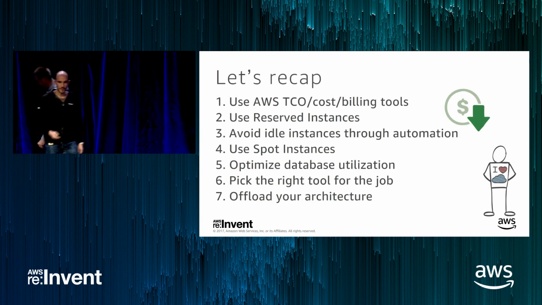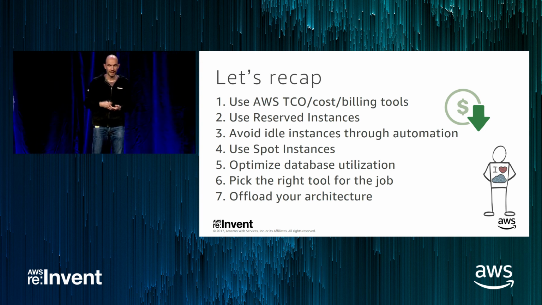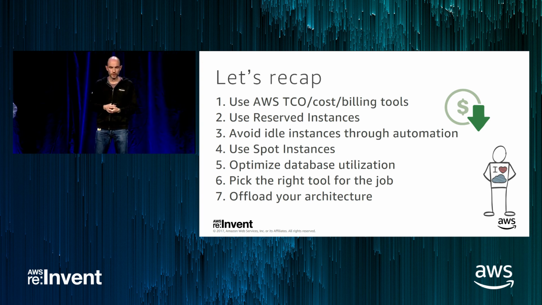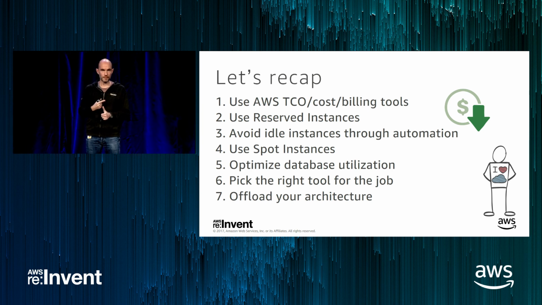Thank you. So we are reaching the end of our talk here. Let's recap a bit. So first of all, get that cost transparency by looking at the TCO tool, the billing tools, and all that other stuff. Use reserved instances. That is the easiest way to save money. Avoid idle instances through automation. Use spot instances if you don't do that already.